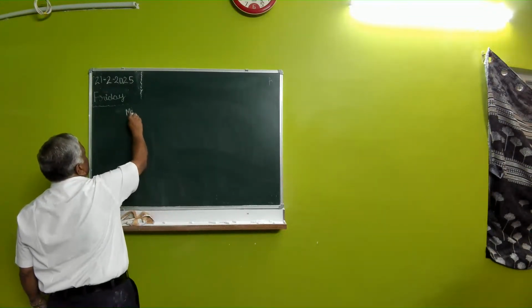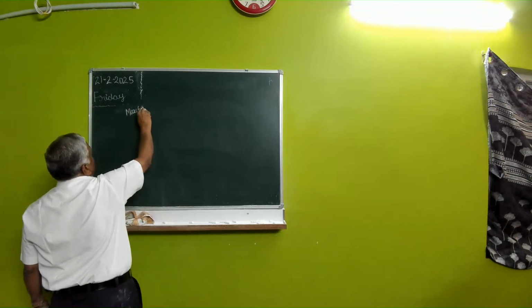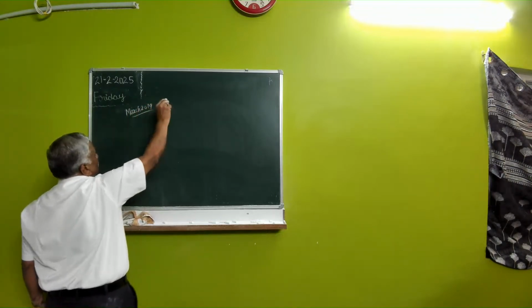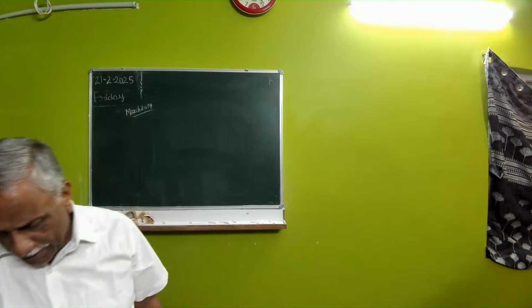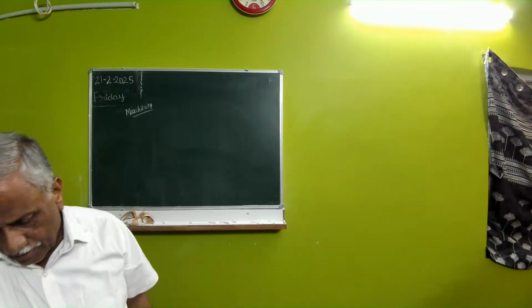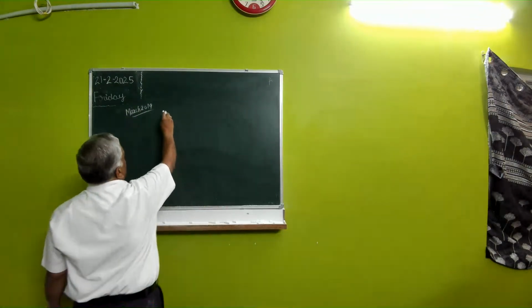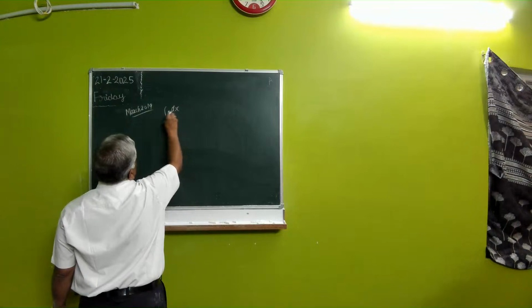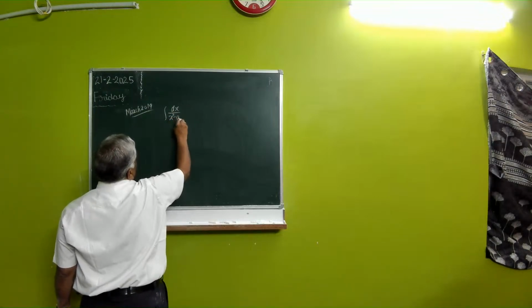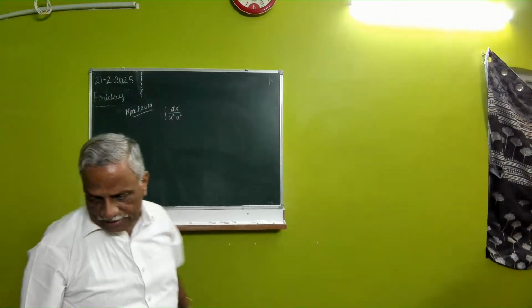March 2019. The problem is the integral of dx over x square minus a square. This you have to evaluate.